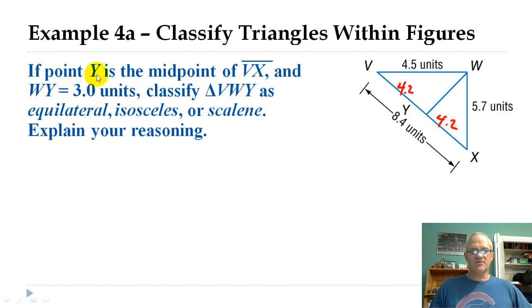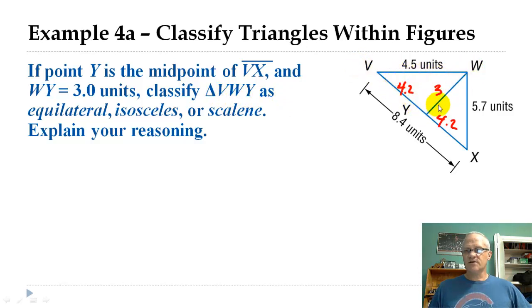Okay, so that was the first piece of information. Y is the midpoint, so we knew 4.2 and 4.2. It also told us here that WY is 3 units. So where's WY? WY is this one right here, which is 3 units. Okay, so classify triangle VWY.